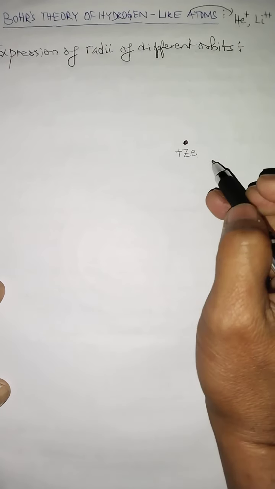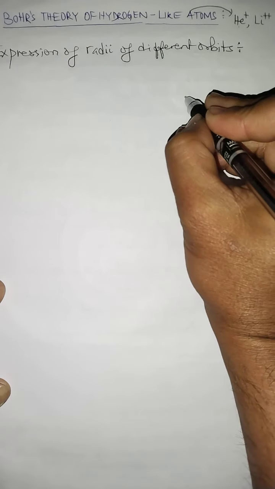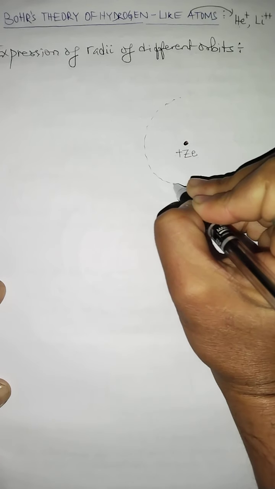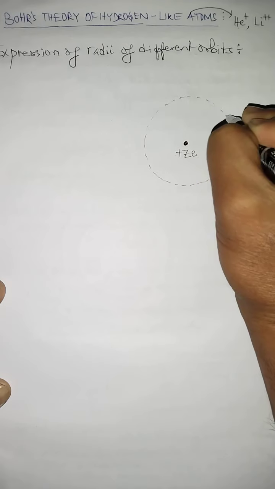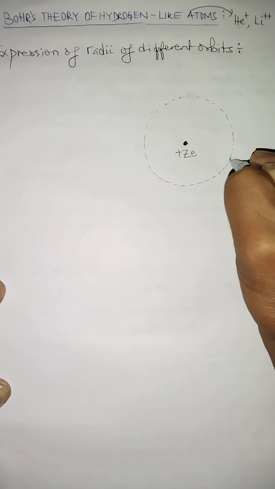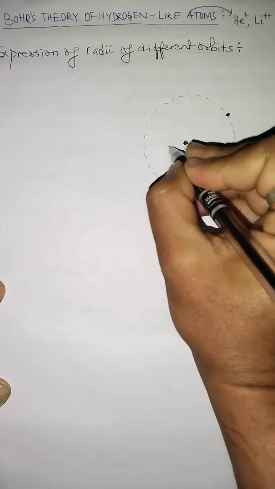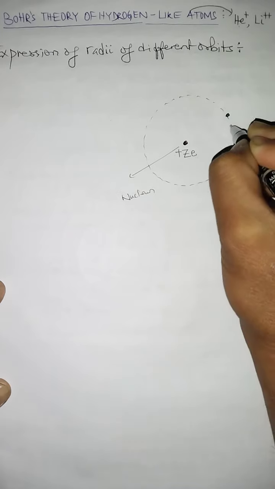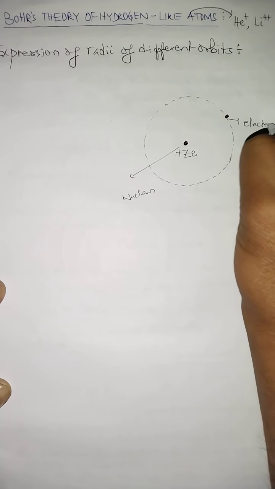of an ionized helium atom also. Now what happens? The electron revolves in the different orbits. So let me draw the orbit in which the electron revolves. This is the electron orbit in which the electron is revolving. This is our nucleus, and this is the what? Electron.